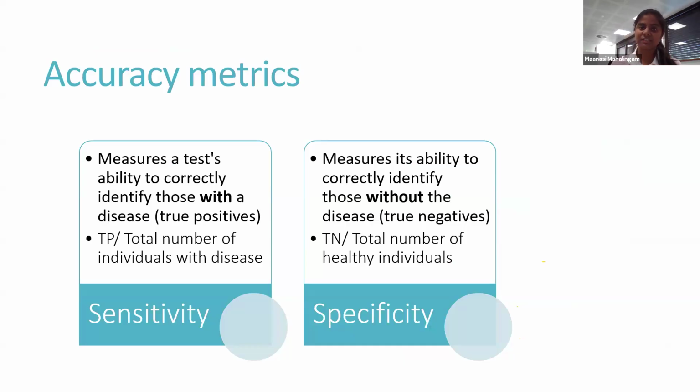So sensitivity measures a test's ability to correctly identify those with the disease. It's called the true positives. Whereas specificity should identify those without the disease, because there is no point in treating the people if they don't have the disease, right? So both these values should be of reasonable cutoff in order for an AI model to be promising.